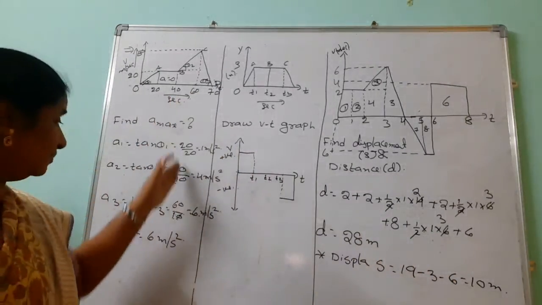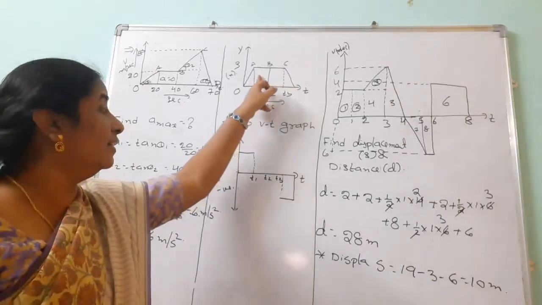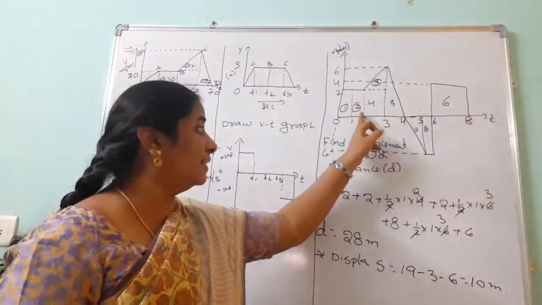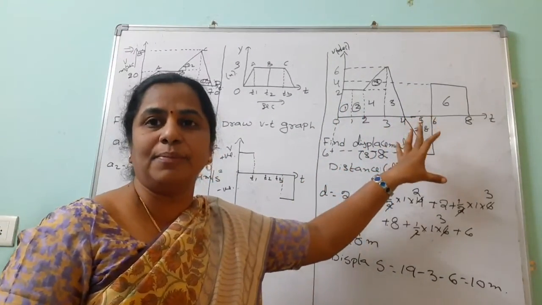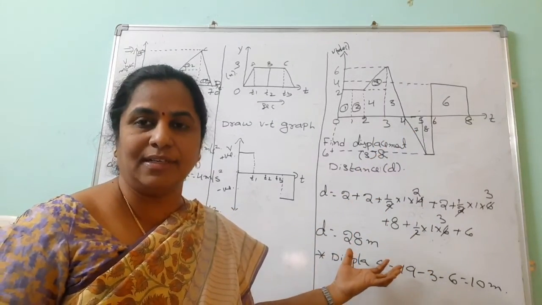So from this graph we found what the maximum acceleration is. They have given displacement time, but we have drawn here the velocity time graph, and in this case they are giving velocity time. From this, based on the area, we are able to find out the distance and another one is the displacement.